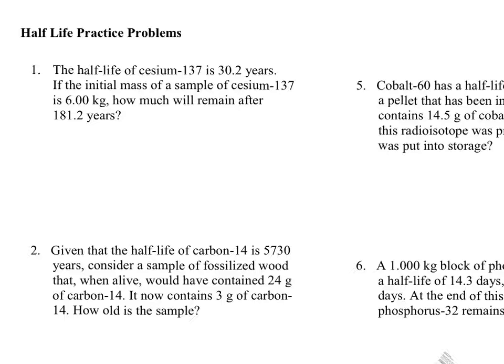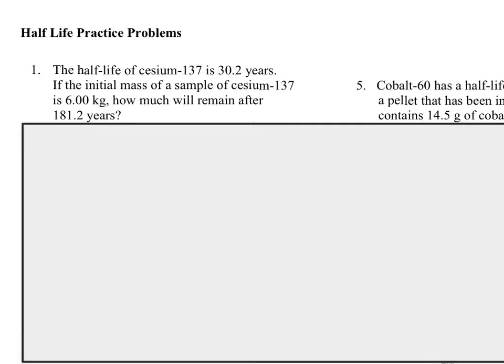A couple things. This is from our worksheet number 2. So let's try a few things just to make sure we are feeling confident. Number 1 says the half-life of cesium-137 is 30.2 years. That means that every 30.2 years, half or 50% of that sample decays into something else.